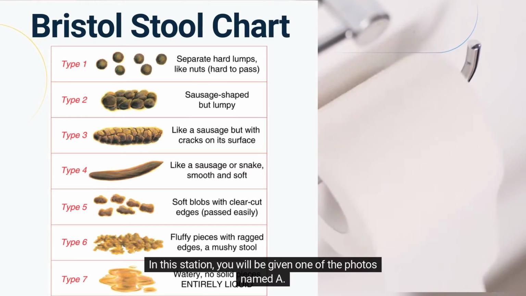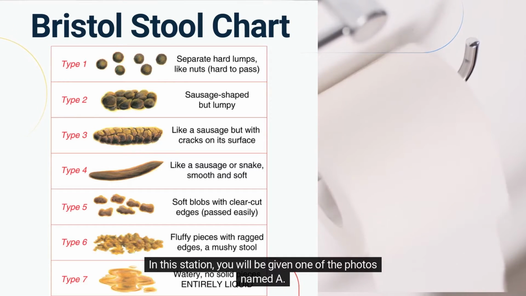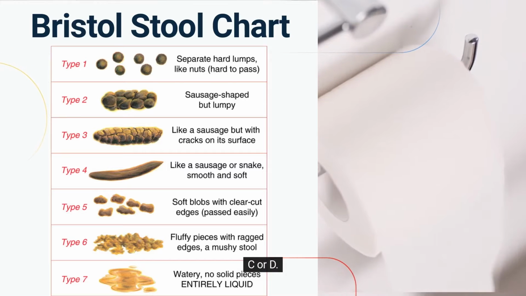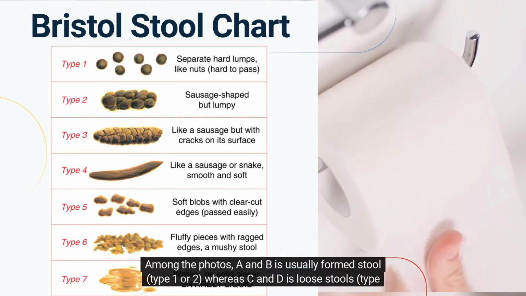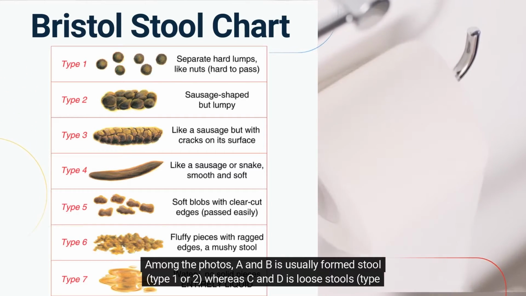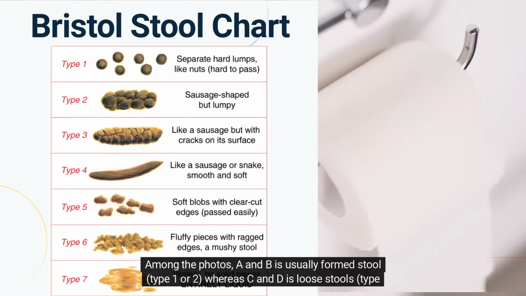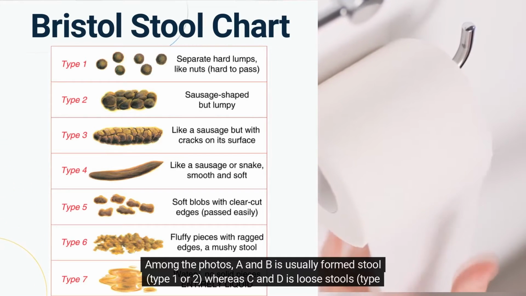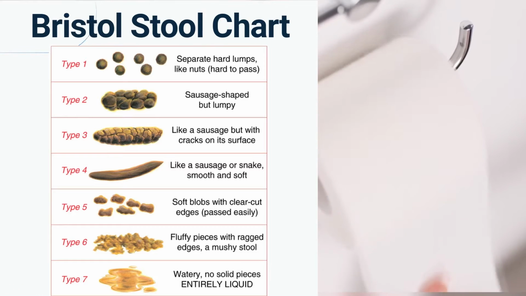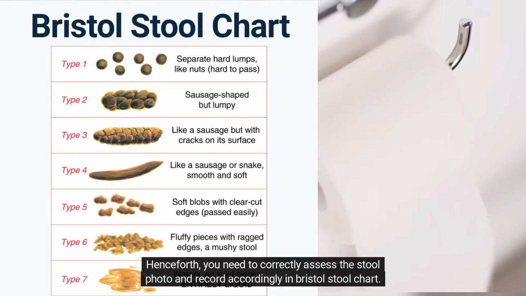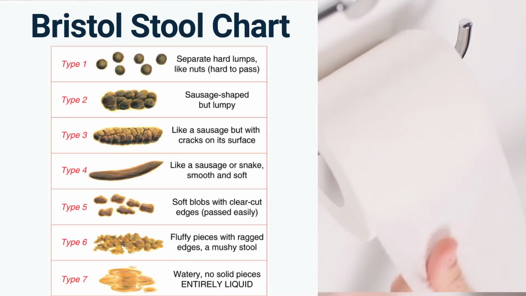In this station, you will be given one of the photos named A, B, C or D. Among the photos, A and B are usually formed stool, type 1 or 2, whereas C and D are loose stools, type 5 or 6. Hence, you need to correctly assess the stool photo and record accordingly in the Bristol stool chart.